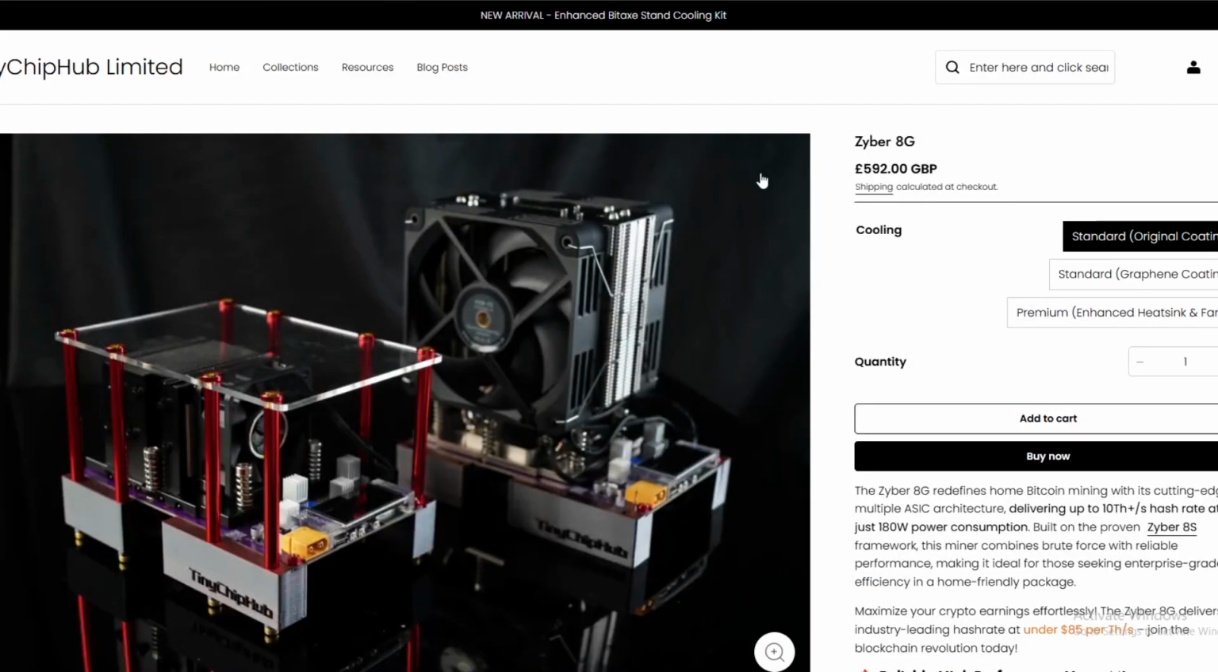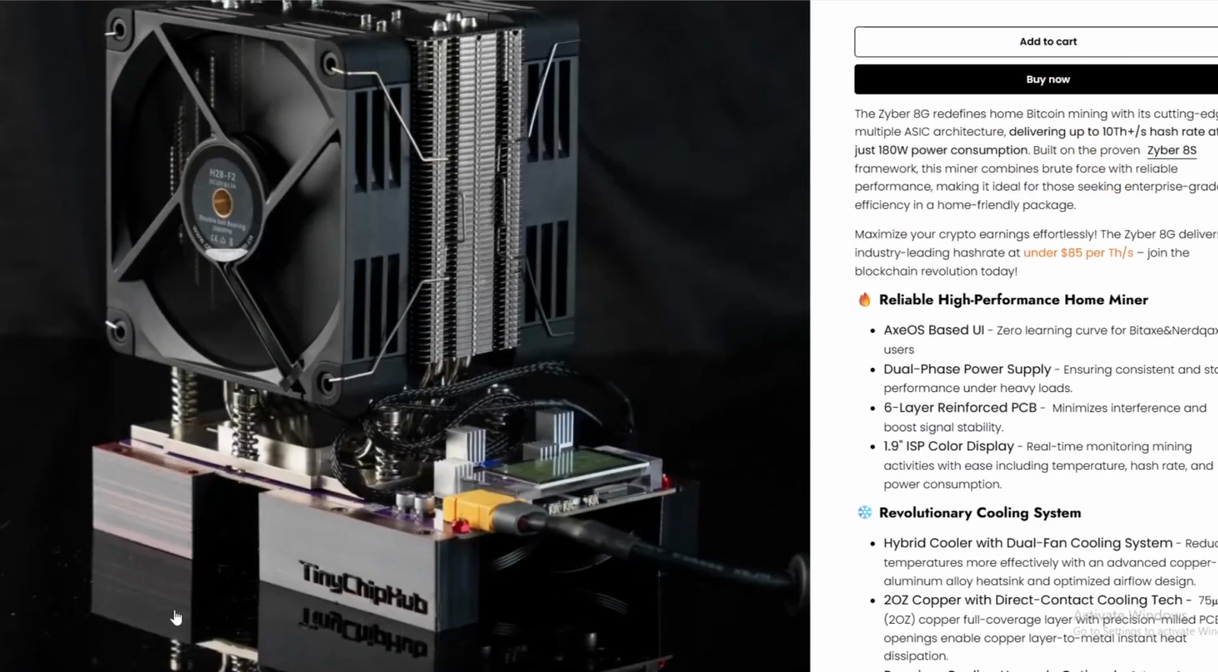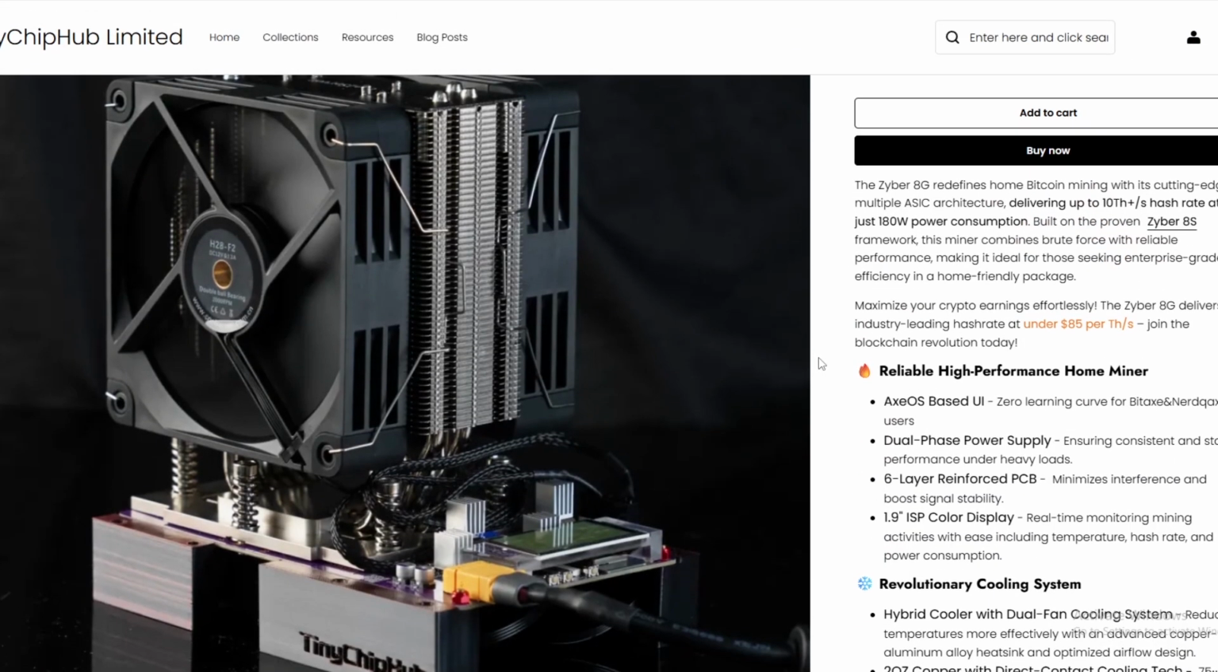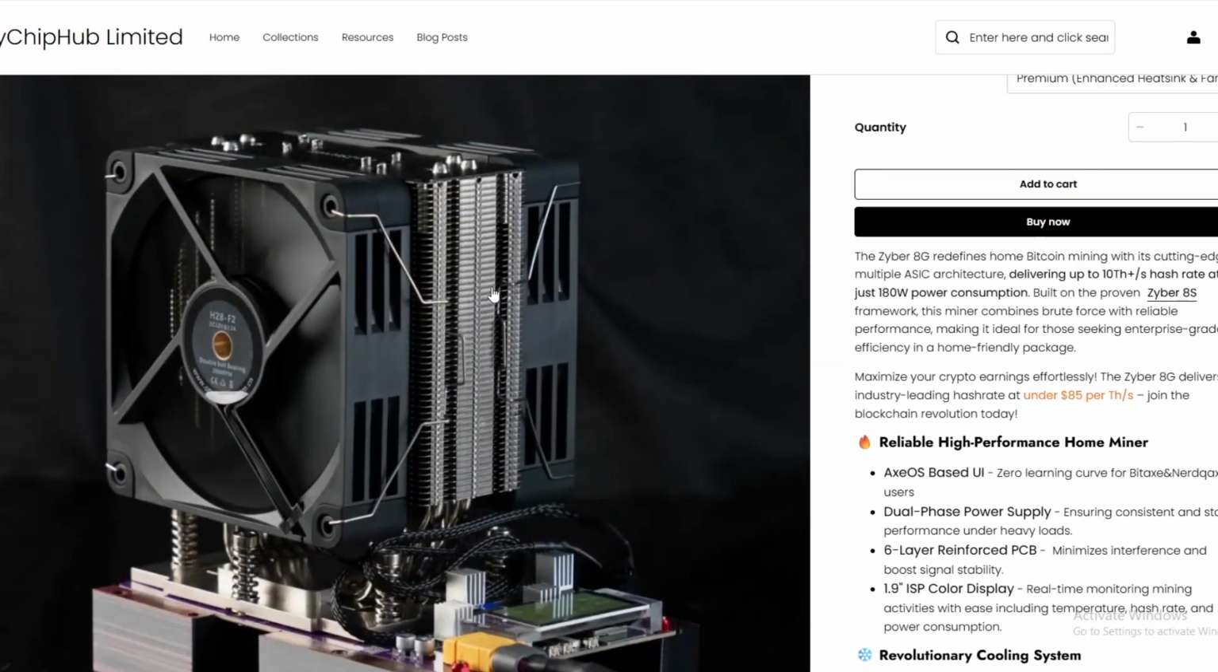But when we're looking at the difference here, this is the main thing that I want to show you, and the main thing that we would be looking to upgrade the Zyber 8S that we have to. And this is a heatsink. I believe that this is for a CPU. And the other one, I don't know if that one is for a CPU, but this one definitely is.